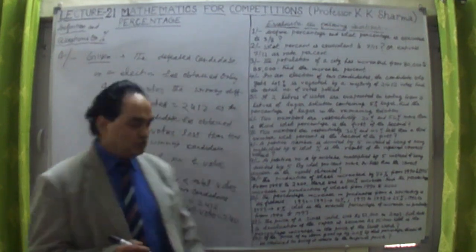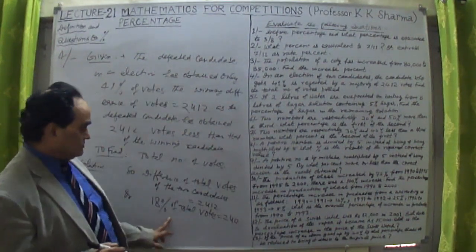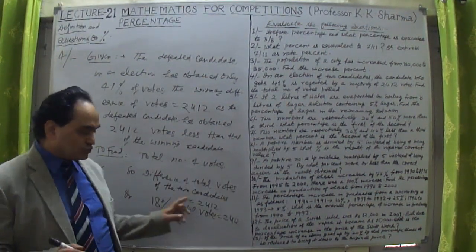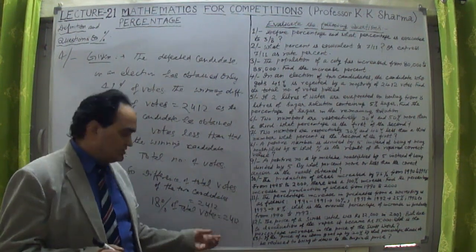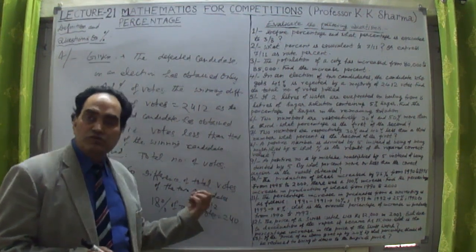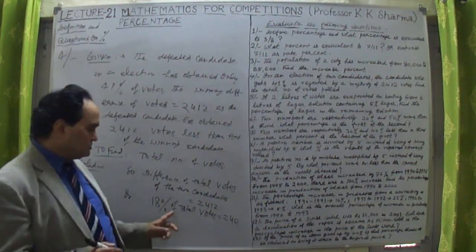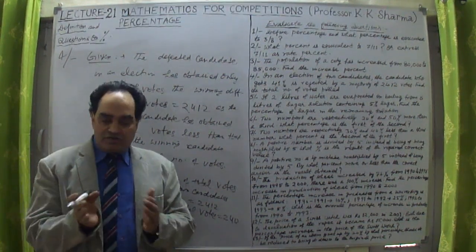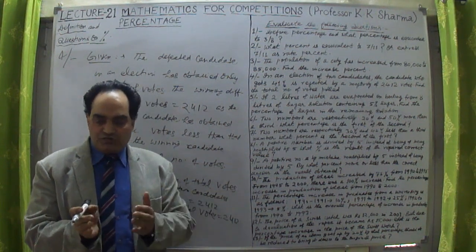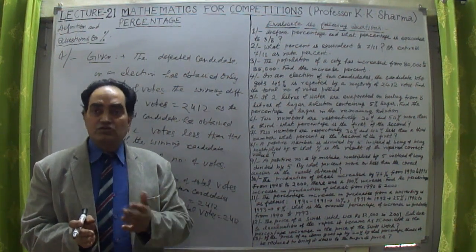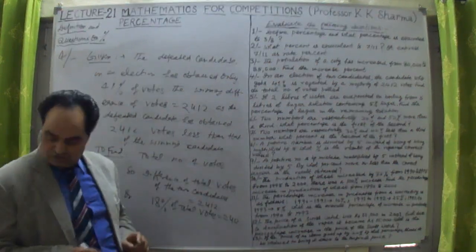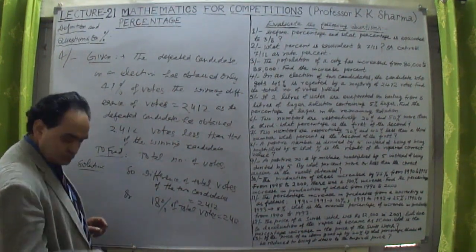Yes friends, so we are continuing with question number 4. What is it saying? That 18% of total votes is the difference of the votes between the two candidates, which is equal to 2412. This 18% is because the difference of the percent, 59 minus 41, is 18. So 18% of total votes is equal to 2412.